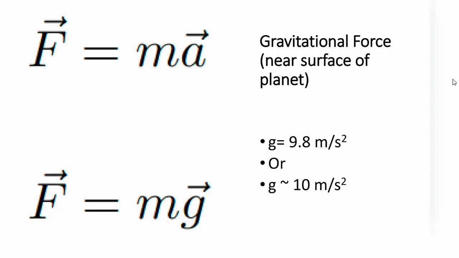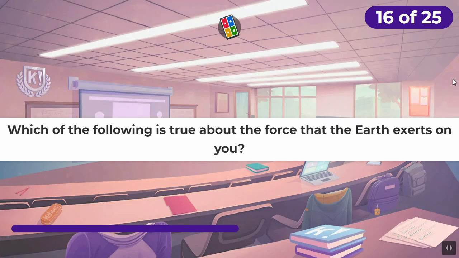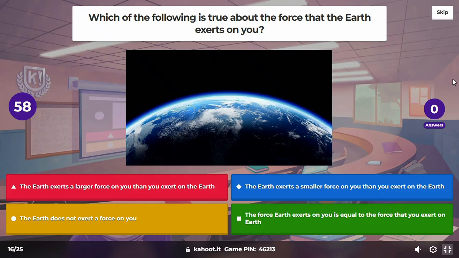There's a caveat of this equation only applying near the surface of a planet, and so we'll talk either next time or in a couple lectures about how we modify this equation for when we're dealing with things like a planet orbiting the sun. So which of the following is true about the force that the Earth exerts on you?